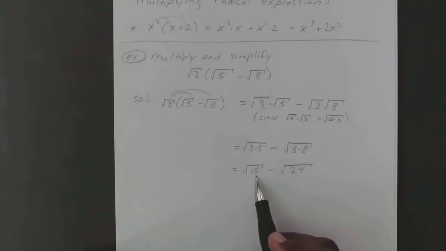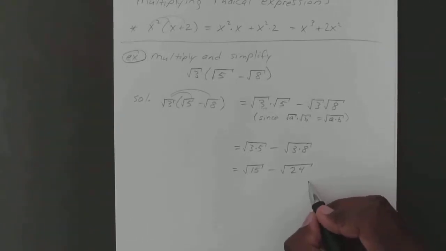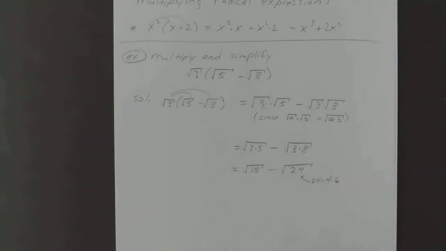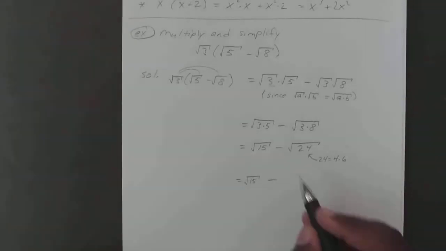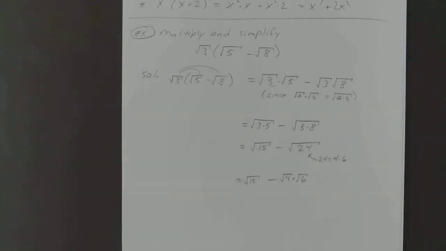Because you can't factor this 15 down and get a square root, but you can factor the 24 down. You know that 24 can equal 4 times 6. So you end up with square root of 15 minus square root of 4 times square root of 6, but we're just going to go ahead and separate it. Square root of 4 is 2, so that gives us square root of 15 minus 2 square root of 6.